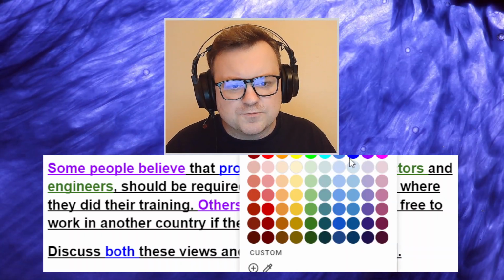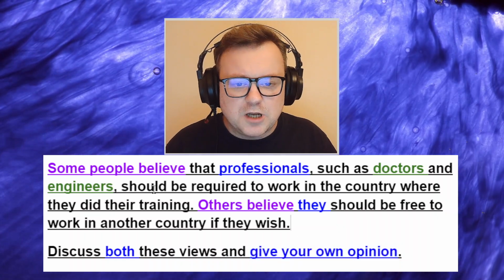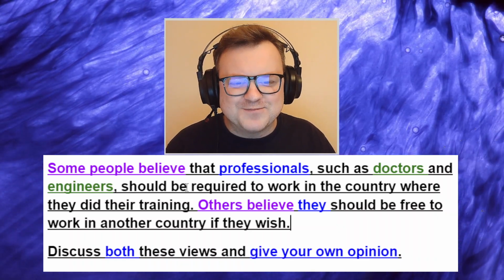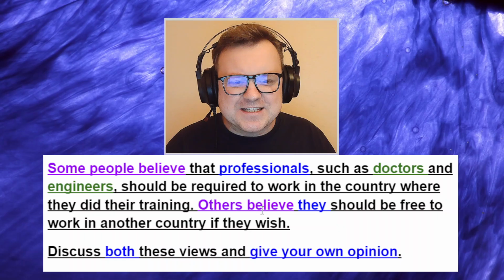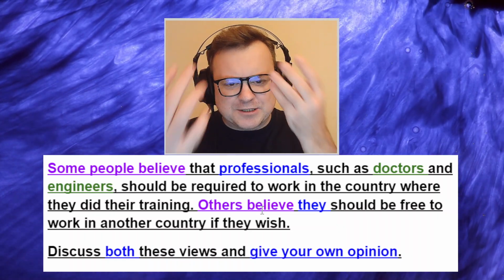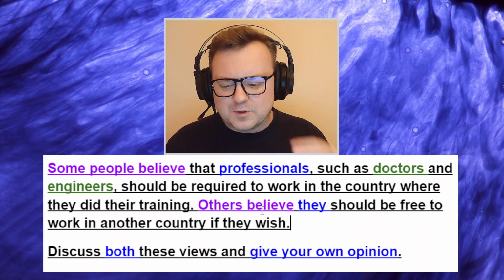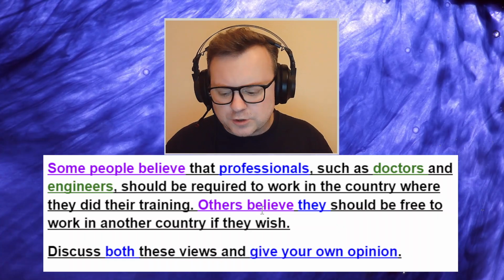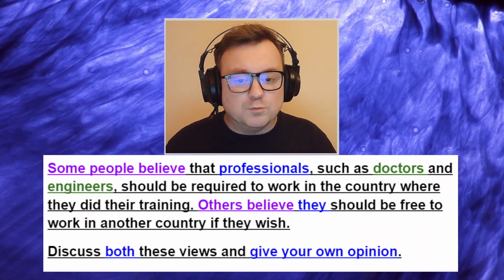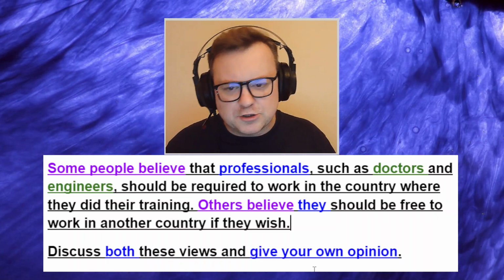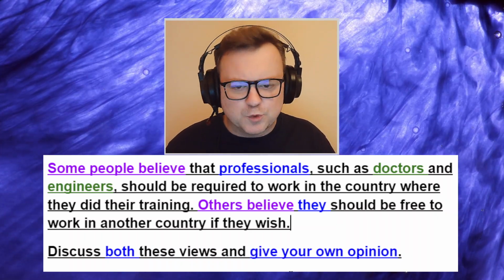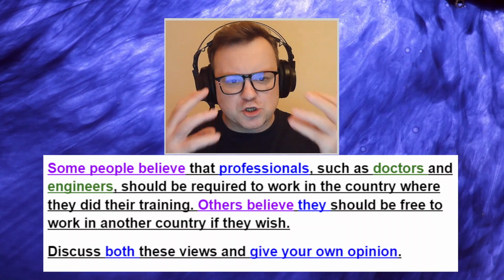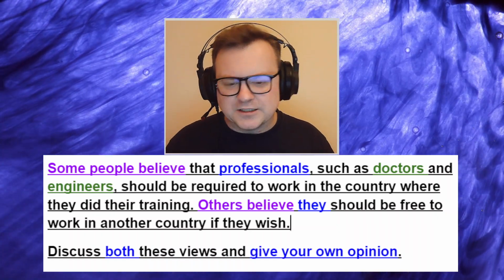So the structure is pretty simple. The introduction, I like background information about the subject. I also want to see some reference to the question, to the split, to the divide. Where should they work? That's the key question here. Should they have a requirement to work in the country where they did the training, or should they be free to work in another country? So I want to see the candidate addressing this issue, this split, this divide in the introduction.